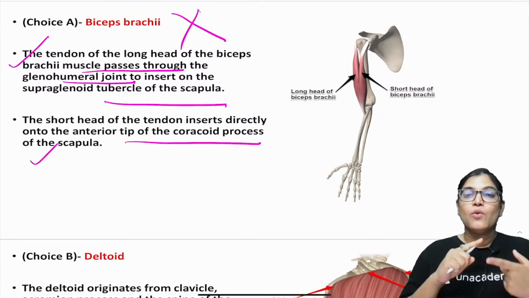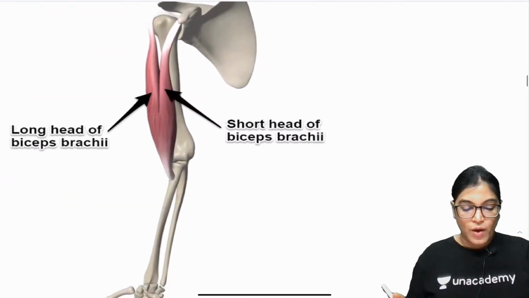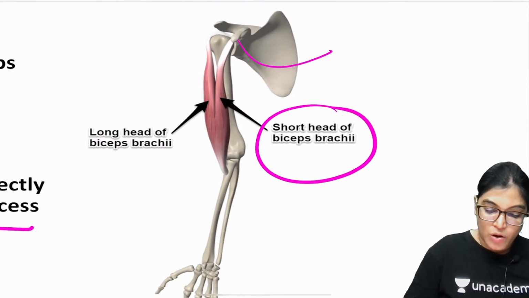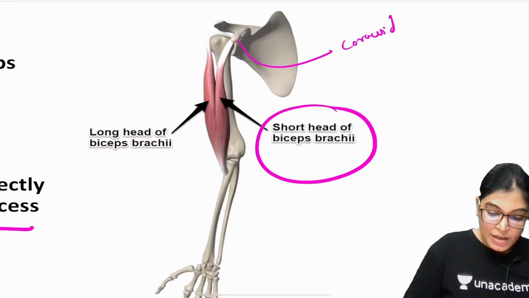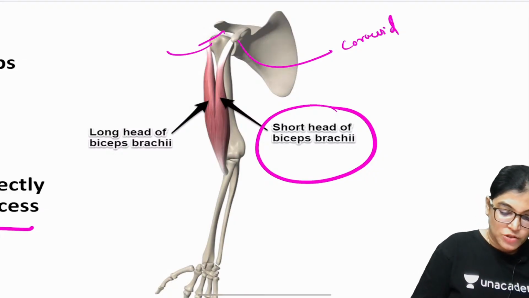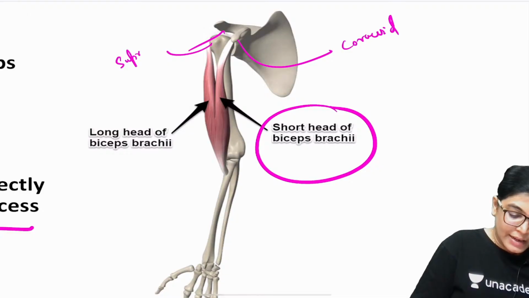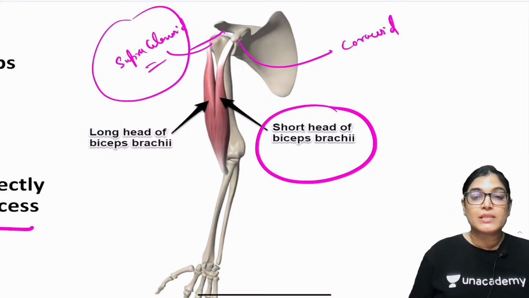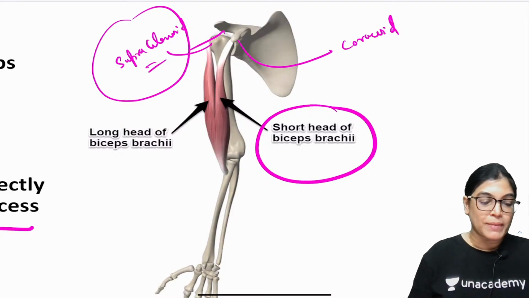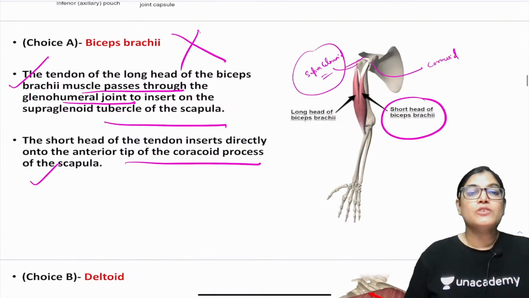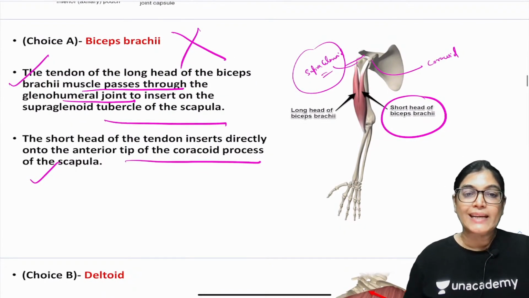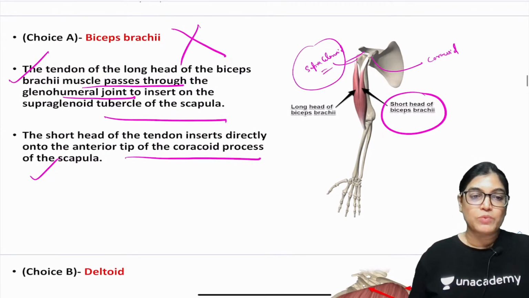So why am I telling this? Because you can see here the short head is from the coracoid process, the long head is from the supraglenoid tubercle of the scapula. So that means it is not getting impinged. This is not a location to get impinged, so this is not the right answer. This explains why biceps brachii is not the right answer. It is not getting compressed below the acromial process.